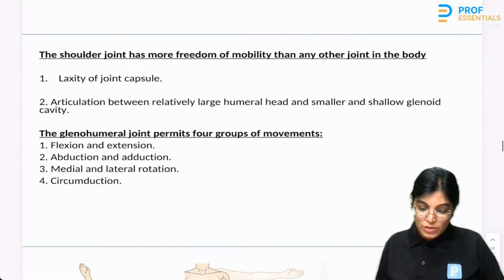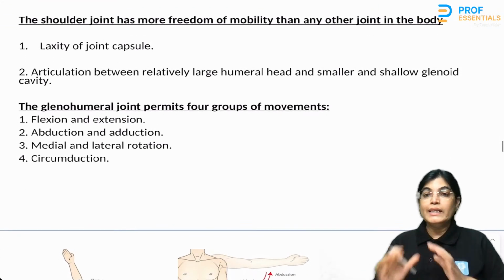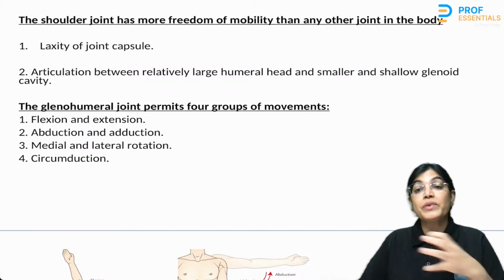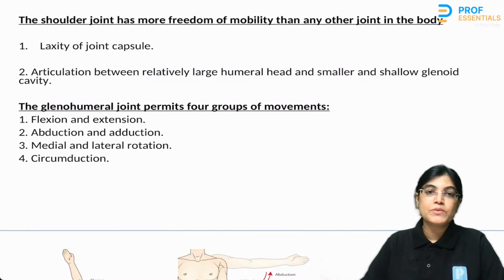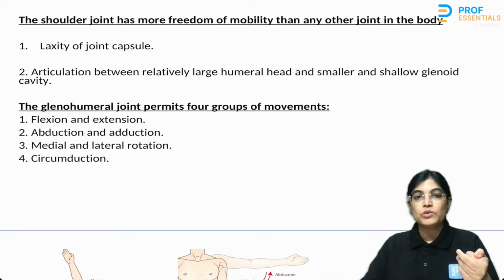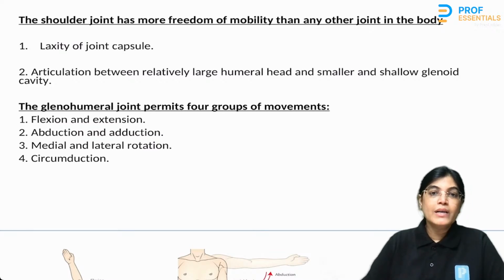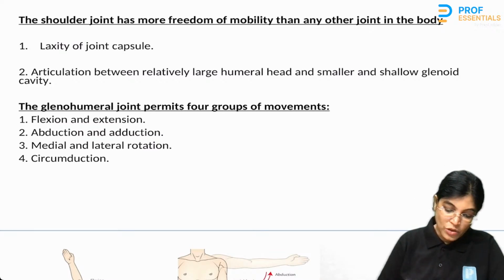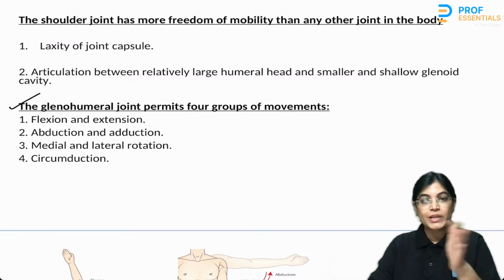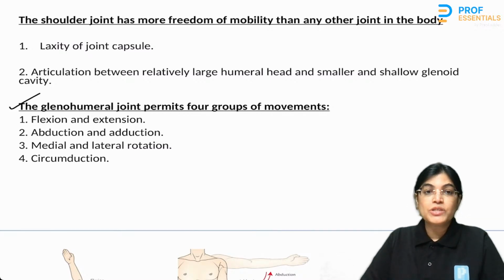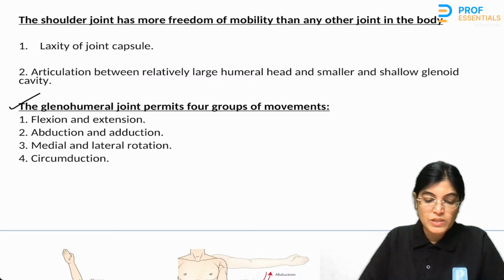Now coming to the movement. We know that the shoulder joint is a highly mobile joint. The freedom of mobility is present because of the lax joint capsule. The articulation is between the head of the humerus, which is large in comparison to the glenoid fossa, which is shallow. To permit the movement, the glenohumeral joint allows flexion, extension, abduction, adduction, medial and lateral rotation, and also circumduction. These are the movements which are possible.